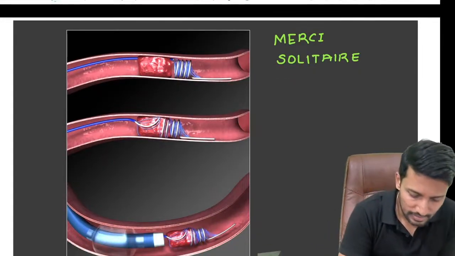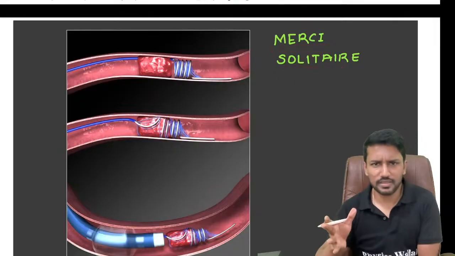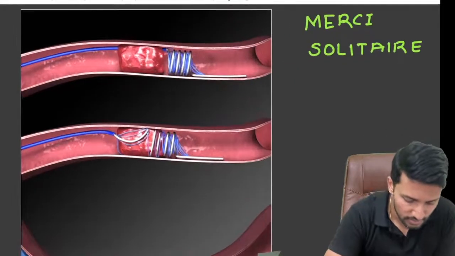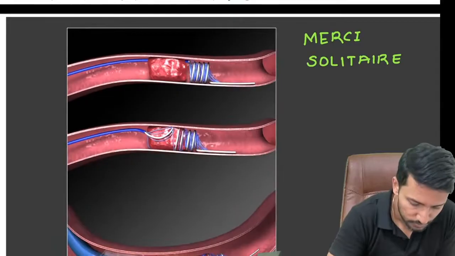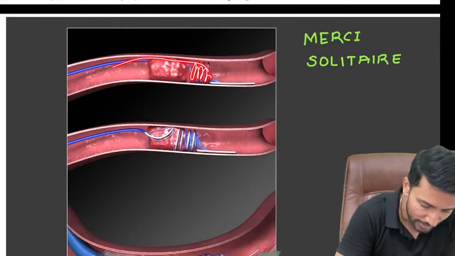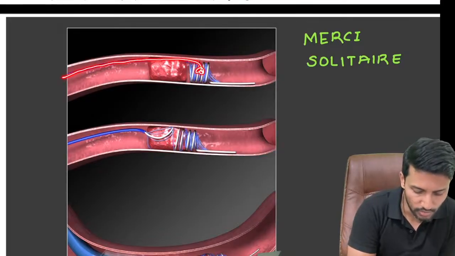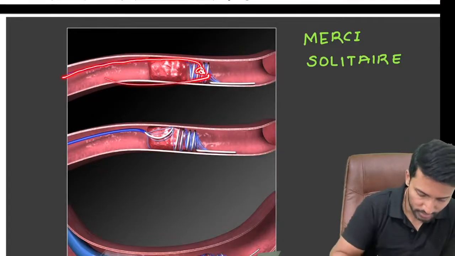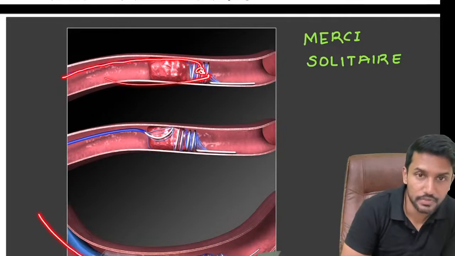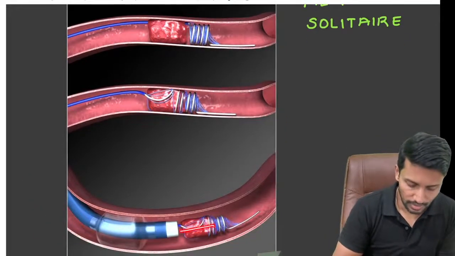This device is called Mercy Solitaire. There are so many such devices available. As you see this device, it has this small trap and a wire. So we advance this wire beyond the point where there is a clot, and then we pull it. So that is how we can retrieve the clot.